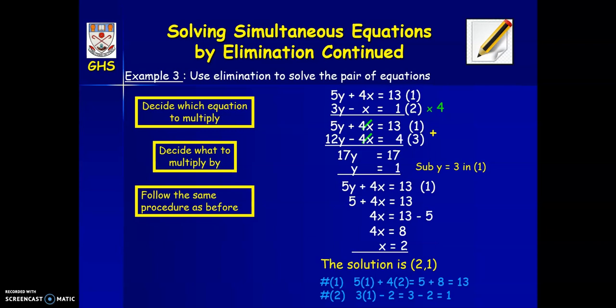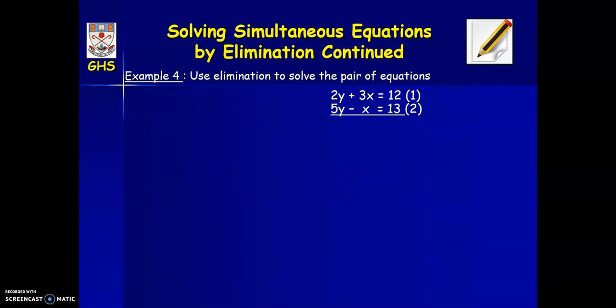Remember to double check your solution. So substituting 2 and 1 into equation 1, we're looking for 13 as our answer, and we get that. Substituting 2 and 1 into equation 2, our answer should be 1, and we also get that. So we know our solution is correct. Let's just make sure we've understood that process and try another example.